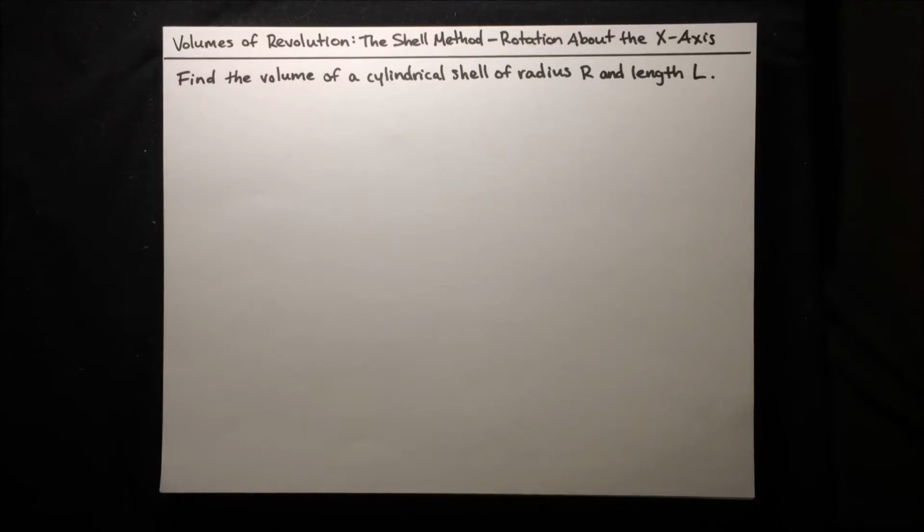In this video, I'm going to show you how to compute volumes of revolution using the shell method for a rotation about the x-axis. The key idea behind the shell method is that you just break up your volume into a bunch of cylindrical shells.